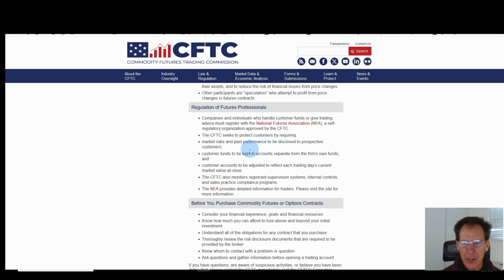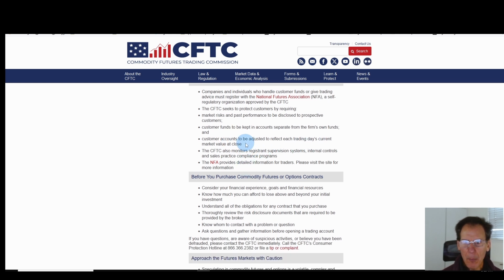Regulation of futures professionals: companies and individuals who handle customer funds or give trading advice must register with the National Futures Association, a self-regulatory organization approved by the CFTC. The CFTC seeks to protect customers by requiring market risk and past performance to be disclosed to prospective customers, customer funds to be kept in accounts separate from their firm's own funds, and customer accounts to be adjusted to reflect each trading day's current market value at close. It's called mark to market.